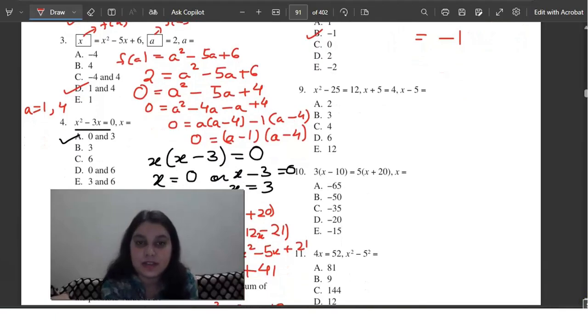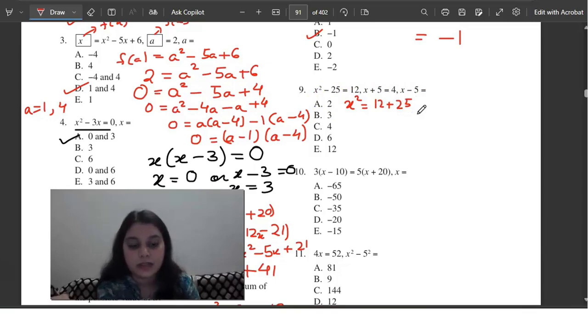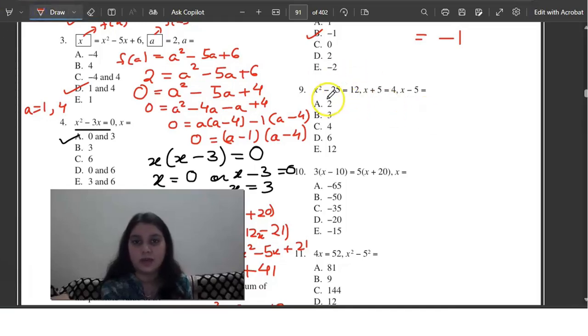Now ninth question. X square minus 25 is 12 and x plus 5 is 4. What is x minus 5? Let's see. X square equals to 12 plus 25. So that is, here we are getting this as under root 37. I think we are going to use some trick here. Otherwise it will just like drag on.